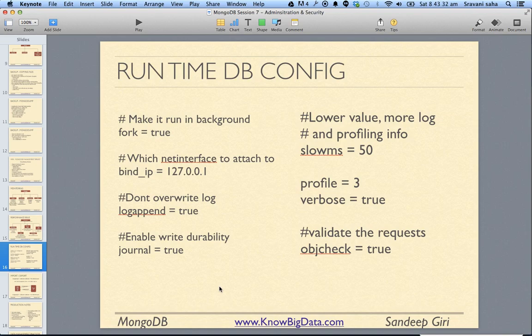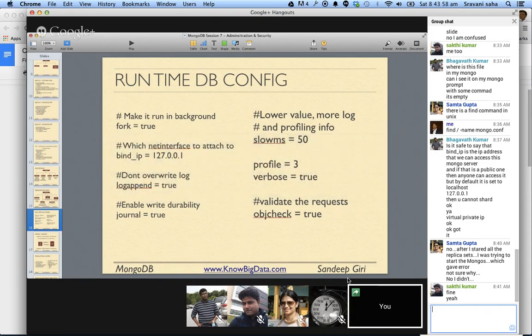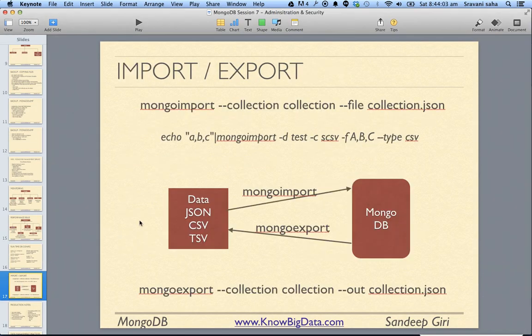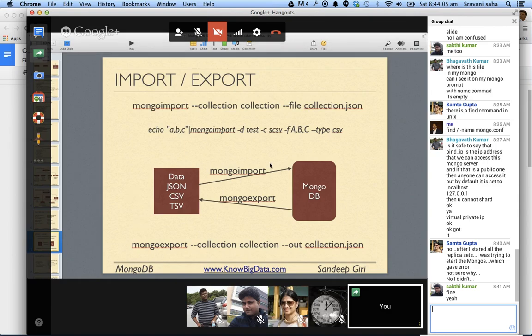Validate the request. When the requests are coming from the users, it validates them upfront rather than later. So as soon as the insert request is coming, you can enable objcheck equals true. This basically reduces the total number of connections to MongoDB if a lot of bogus connections are coming. So you guys want a break?